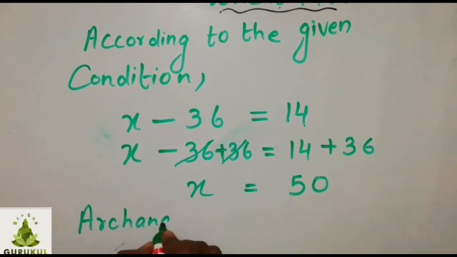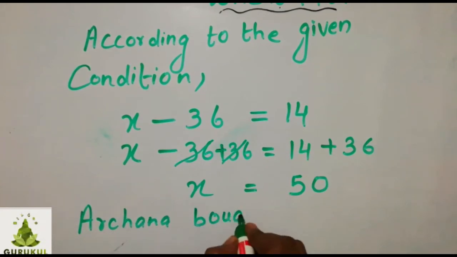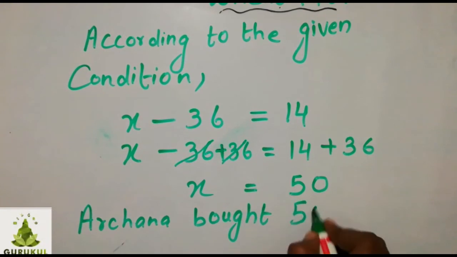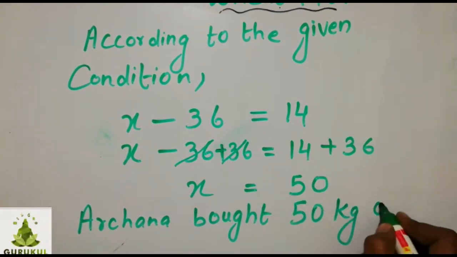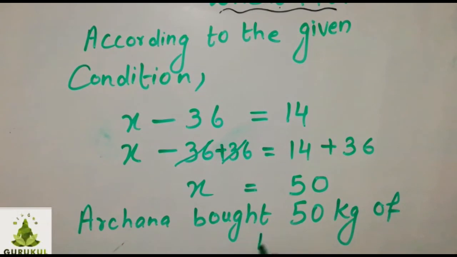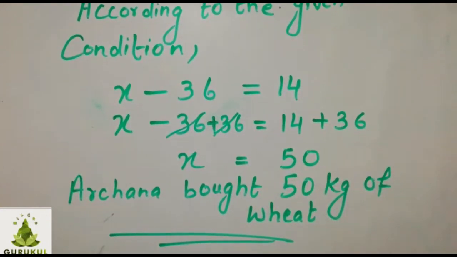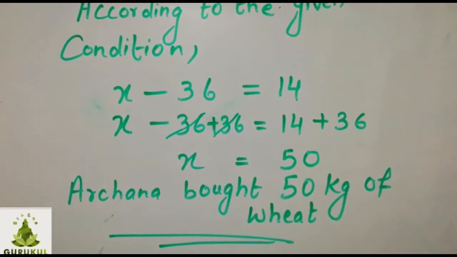Archana bought 50 kg of wheat. And this completes this topic of equation. Some extra questions I will give you during the revision time, or in the middle, as assignment for practice. At that time I will add some more word problems. You can complete this in your notebook, according to how I taught you and as told in the PDF.